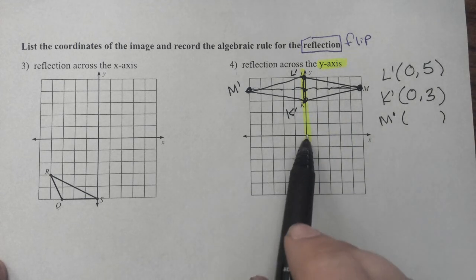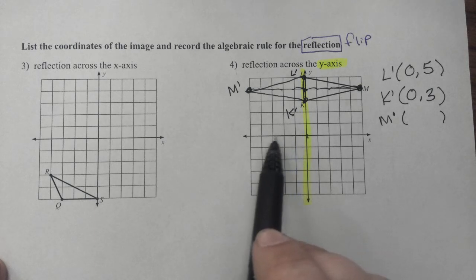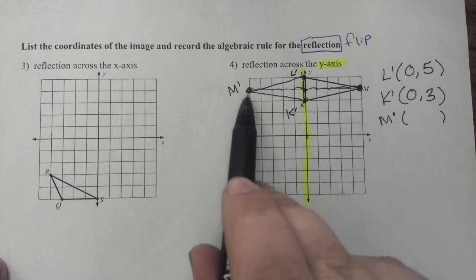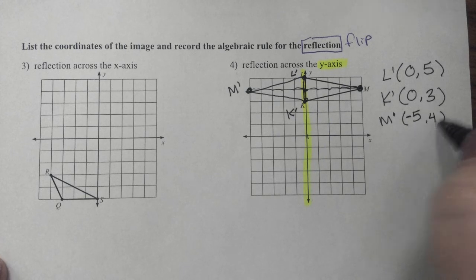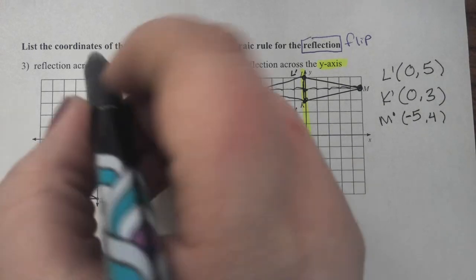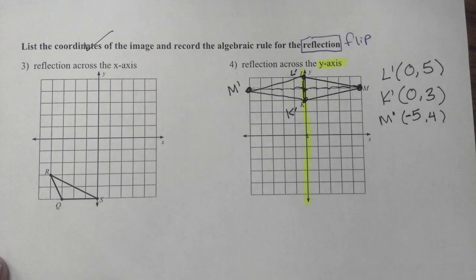To get to M prime from the origin, you count 5 left, 4 up. 5 left is negative 5, 4 up is positive 4. So that is recording the coordinates of the image. Now we have to record the rule.